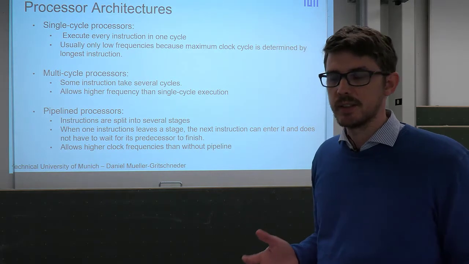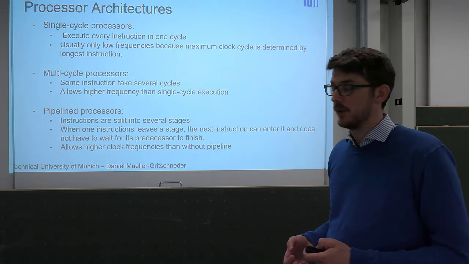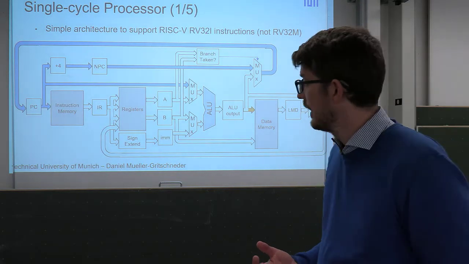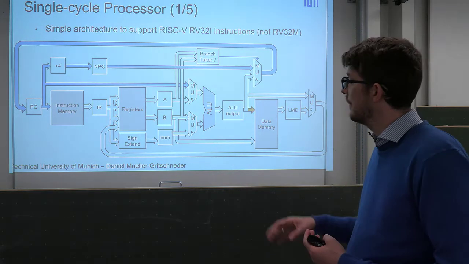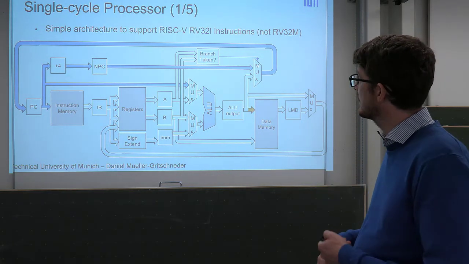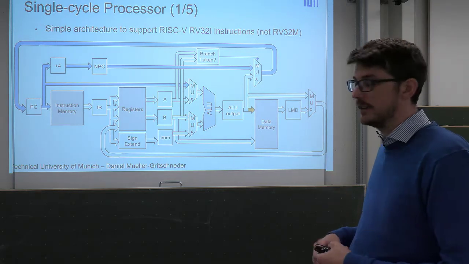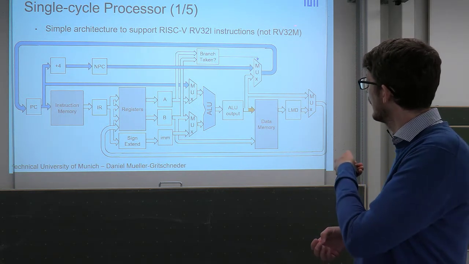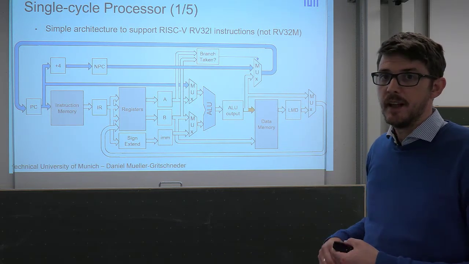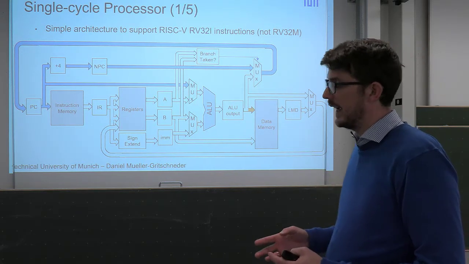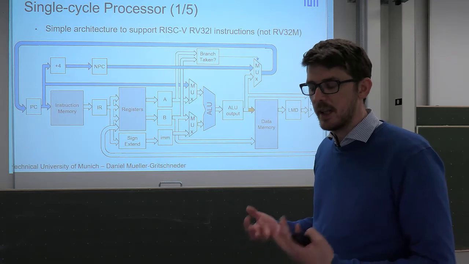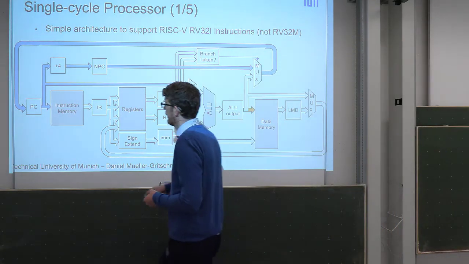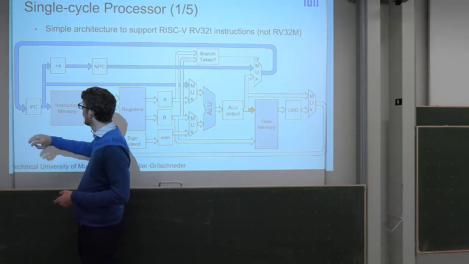Now it starts with the most simple, the single cycle processor. And this picture is an architecture which supports the integer set of the RISC-V processor, not the multiplication. You don't find a multiplier there. And now let's go through it step by step and see what the instructions are doing. Okay, so the first thing is we have the PC, which is the program counter.